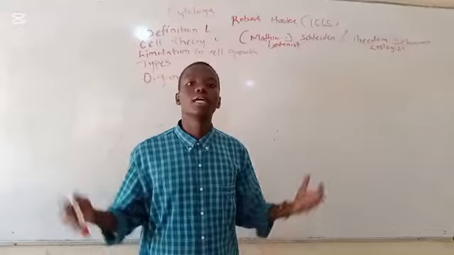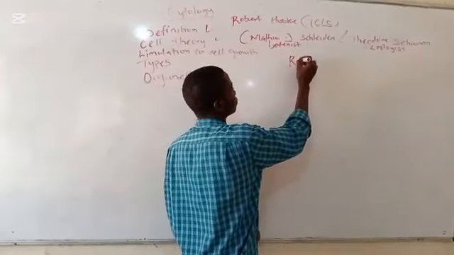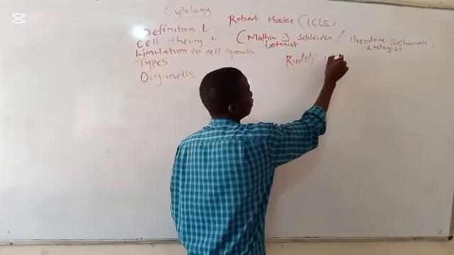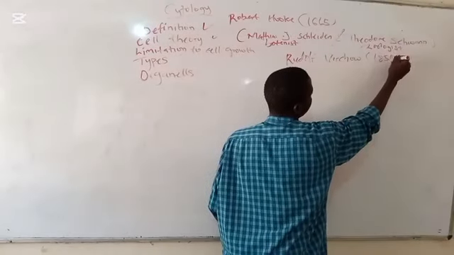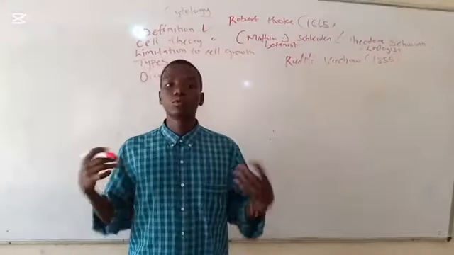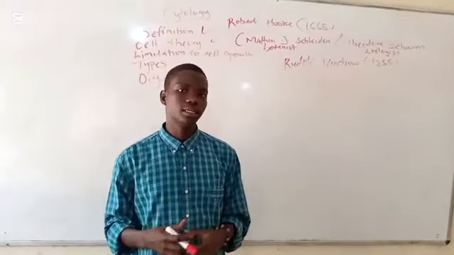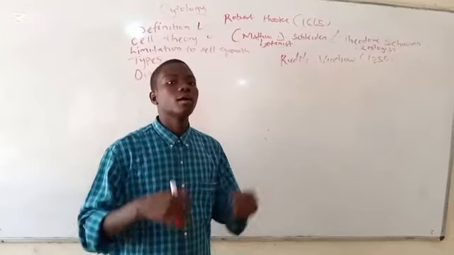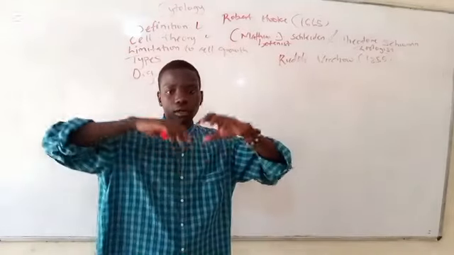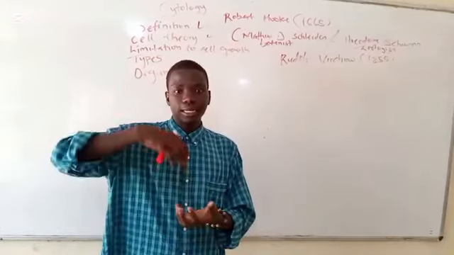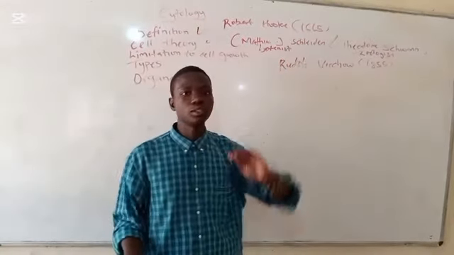Another important figure that contributed to this cell theory is Rudolf Virchow. Now, Rudolf Virchow made a statement and it contributed to the cell theory. And that statement is that all living things arise from pre-existing cells. In other words, the way that cells are formed is that they emanate from an already existing cell. And that is his contribution to the cell theory.